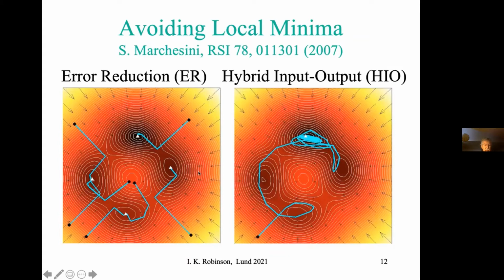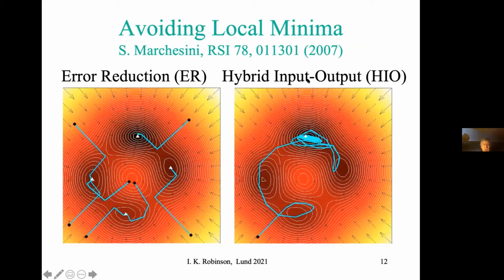This is a sort of chi-square plot in parameter space, and the global minimum, the lowest minimum, is this one over here, but there are other local minima by construction here. So depending on where you start the algorithm, you end up with ER just dropping into the local minimum, and you don't always find the global minimum.